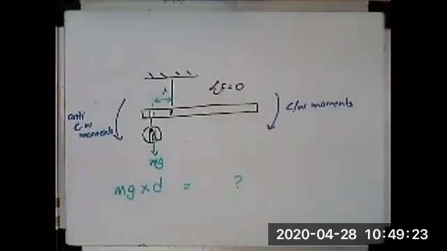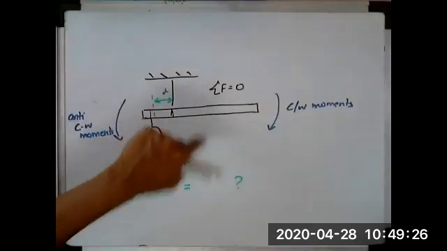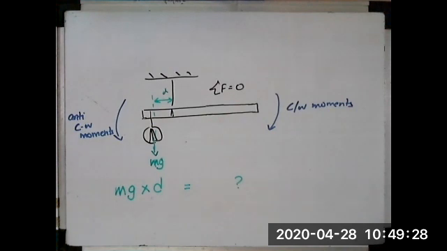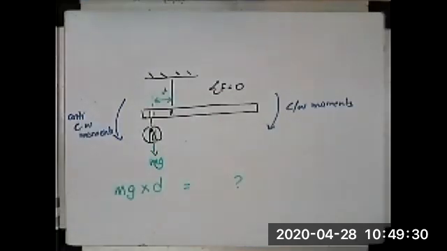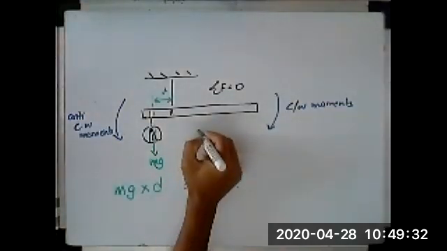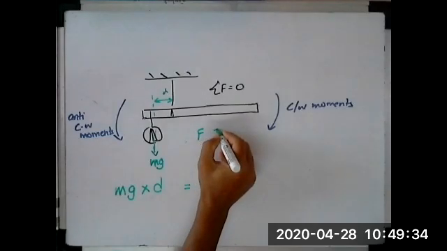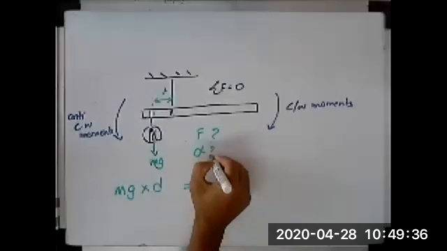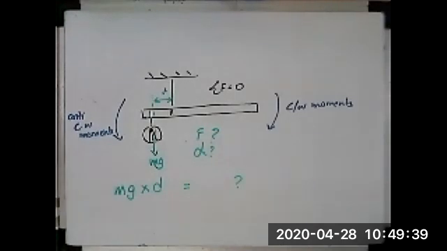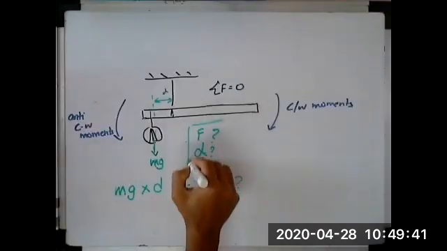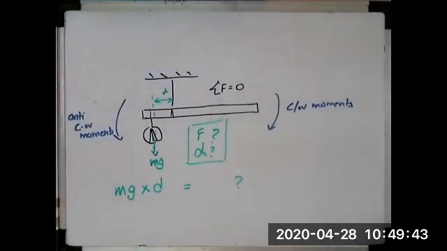So therefore, the question comes now: where is the clockwise moments there? What is causing the clockwise moment? In other words, what is the force and what is the distance? Both are at question. So how do we answer this point? So what are the suggestions?